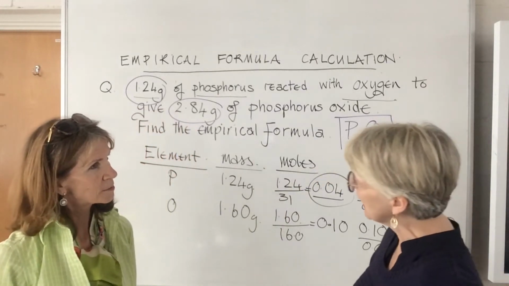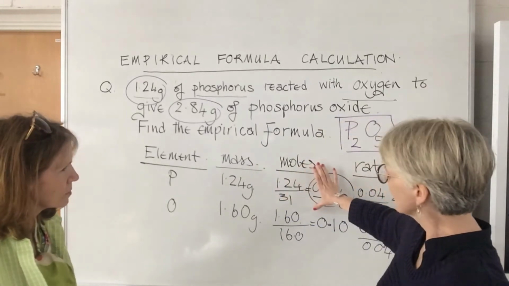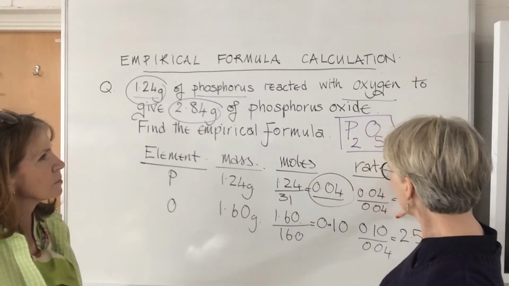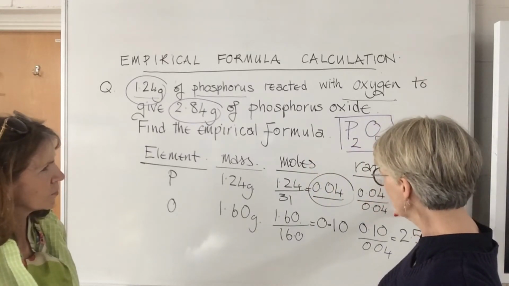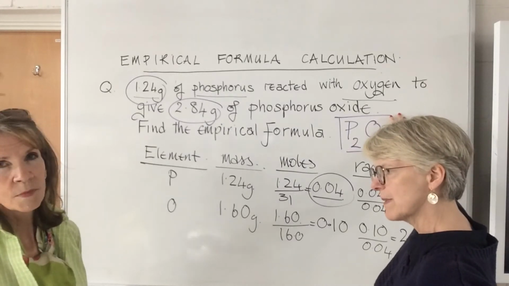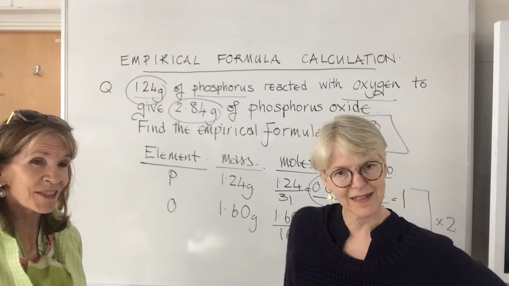Perfect. So just to recap, we need the mass of the elements in order to work out the number of moles of each element, in order to work out the ratio, in order to work out the formula. Is that right, Miss McLaren? That is correct. Excellent.